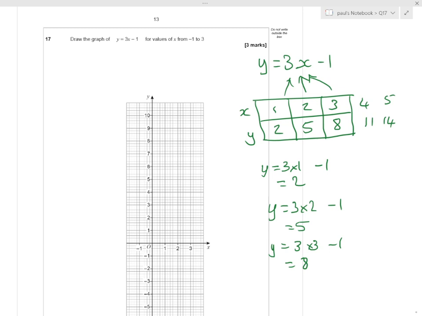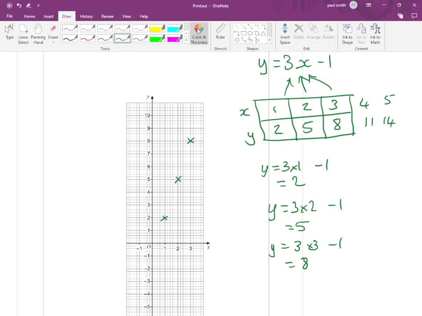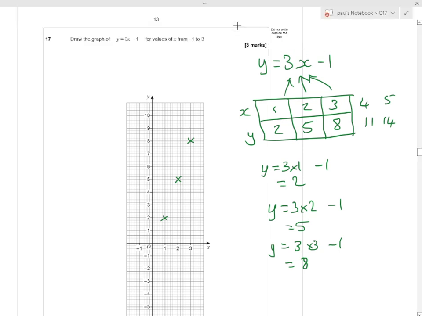So 1 and 2. 1 and 2 is there. 2 and 5. 2 and 5 is there. And 3 and 8. 3 and 8 is going to be up there. There you go. So now we can draw the line. So I'm going to go from here up there. I'm going to do it longer because I'm just going to rub it out when I get to the end.